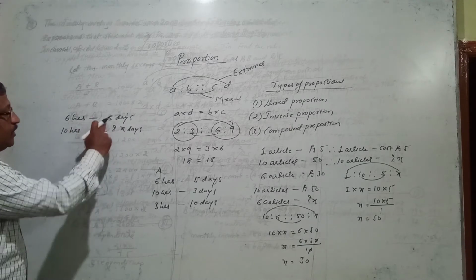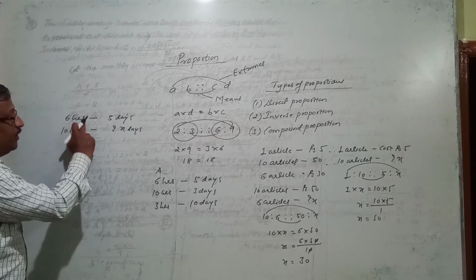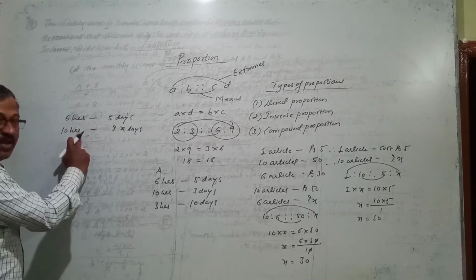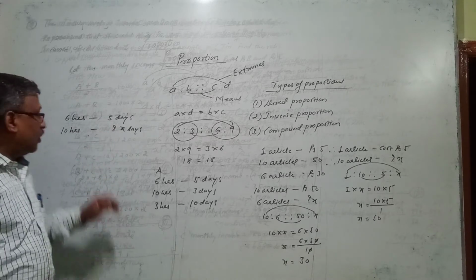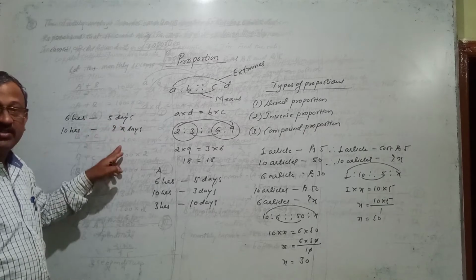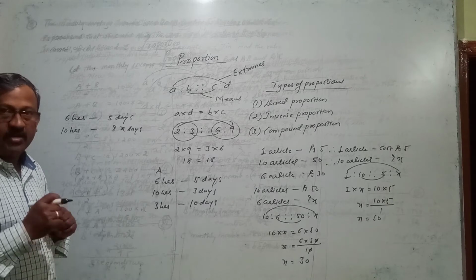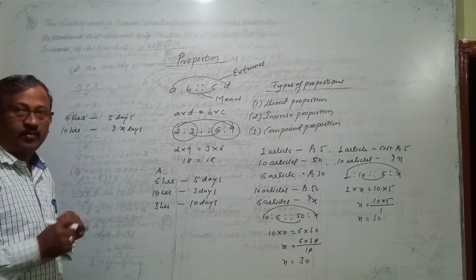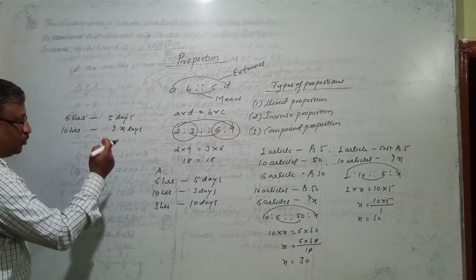So if you observe carefully, the number of hours has increased from 6 hours to 10 hours, and due to the increase in hours my number of days required are decreasing. So one is increasing, another one is decreasing. When one is increasing and another one is decreasing, it is said to be which proportion? Inverse proportion. And when the proportion is inverse, how do you write the ratio, or how do you put the proportion?